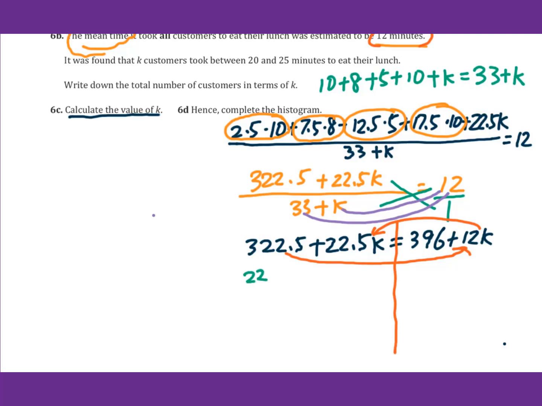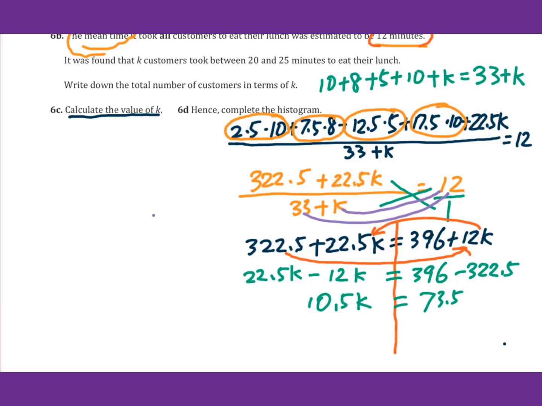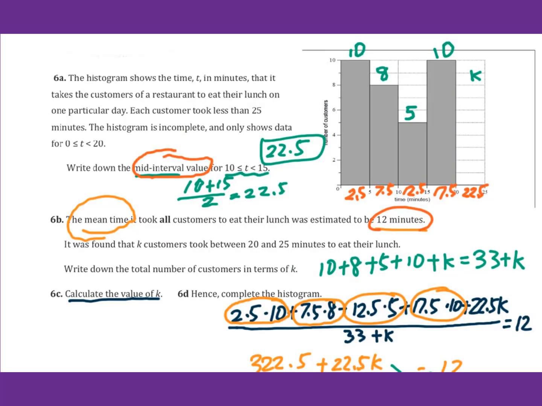So you have 22.5K minus 12K equals 396 minus 322.5. You will get 10.5K equals 73.5. Then you do division both sides. You will get K equals 7. Then for 6d, hence complete the histogram. We will get the 7 is here.